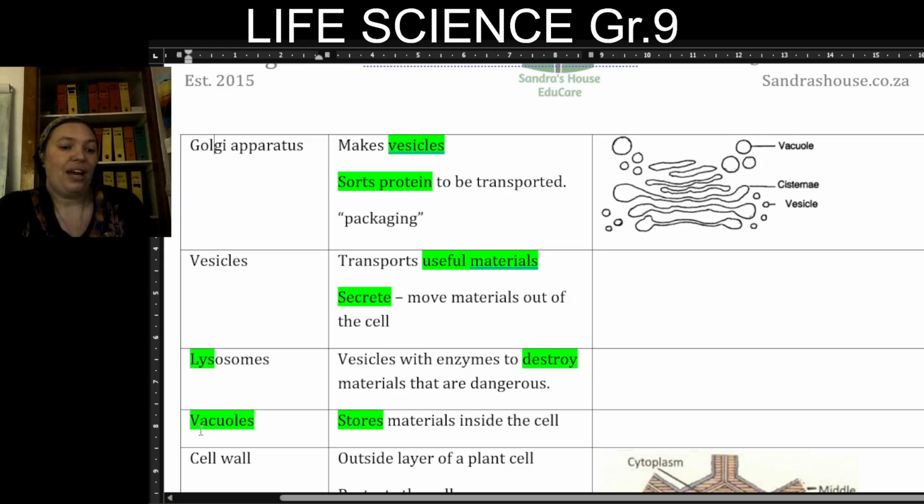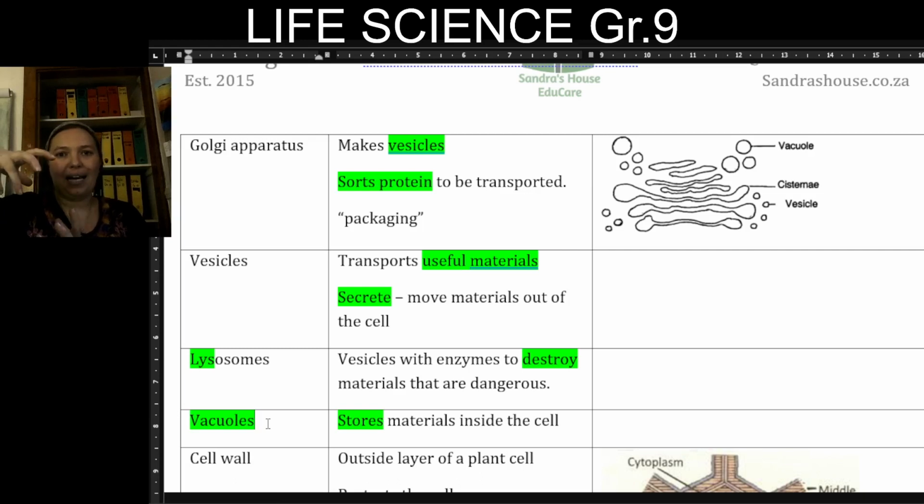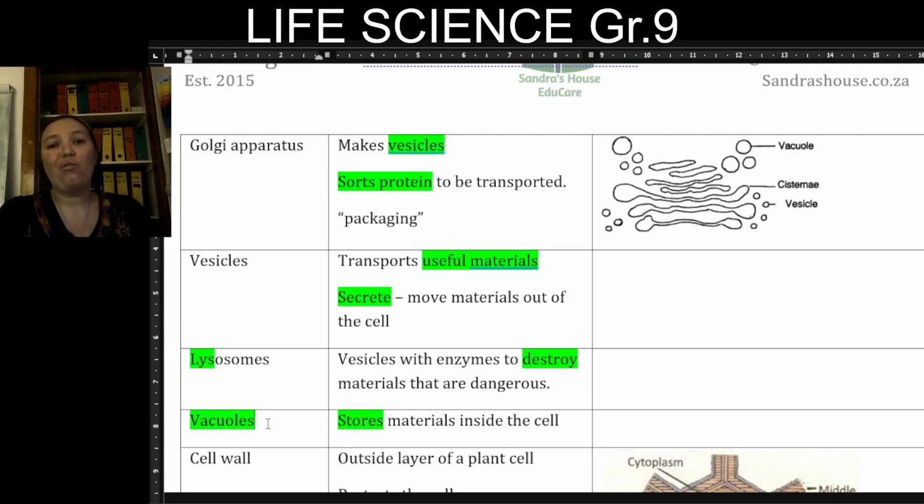Or you can think of vacuole like a vacuum cleaner that sucks things up and then it lies there in the vacuum bag. So it stores it there in the bag. You can think of ways that you can associate the functions or the shapes with the names to make all of this vocabulary easier to remember.